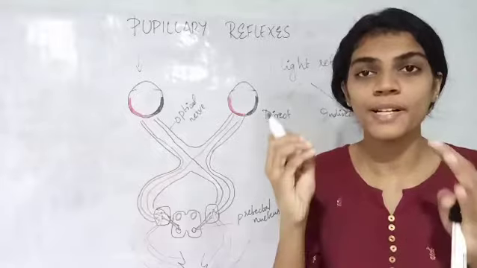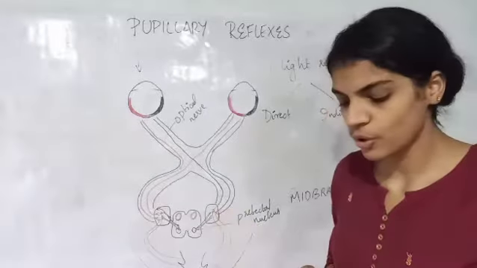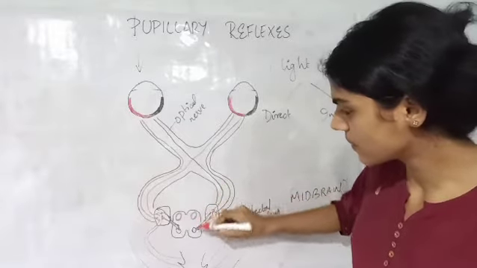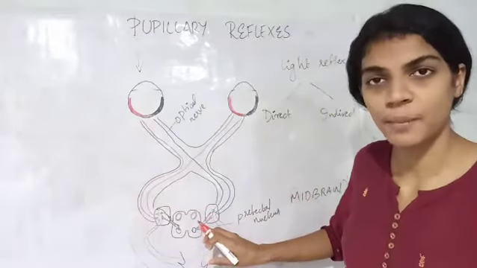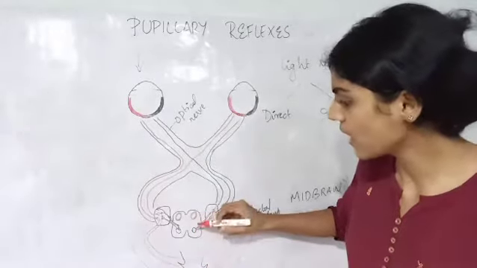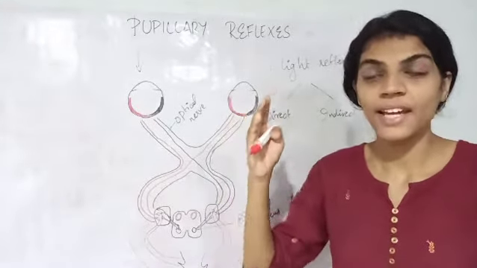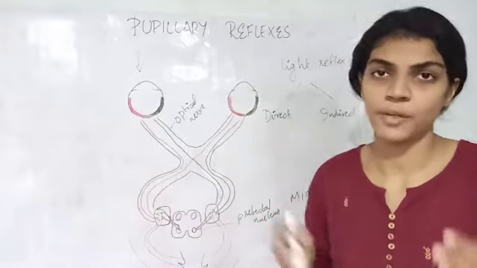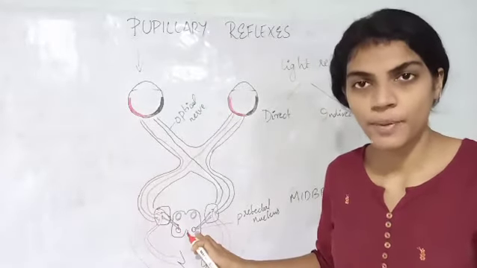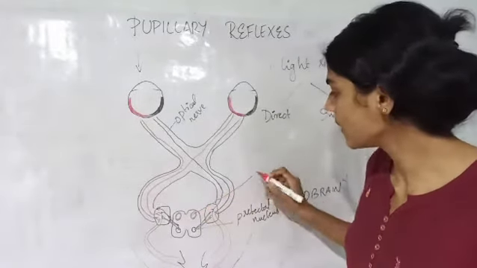Now the motor impulses have to get out of the pretectal nucleus. Okay, so the motor impulses, I'll use the red marker. Since these were sensory impulses coming to the pretectal nuclei, from the pretectal nuclei the motor impulses are going to which part? To the midbrain itself, in the Edinger-Westphal nucleus of the midbrain. So from the pretectal nuclei, the motor impulses will go to the Edinger-Westphal nucleus.